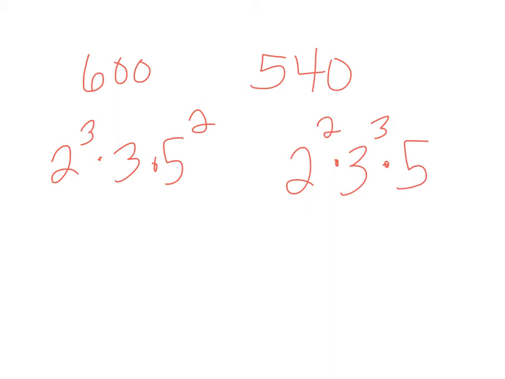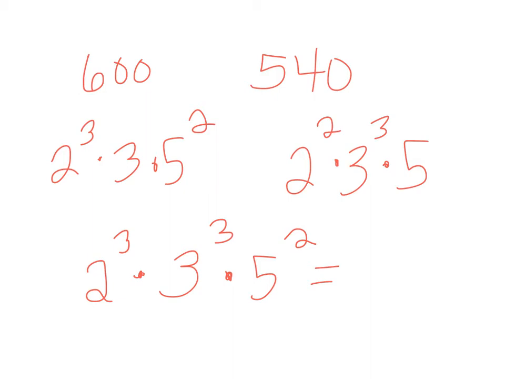Now, for the lowest common multiple, we're going to multiply together the largest powers of all primes that occur in any of the numbers. So if a factor occurs in either of the numbers, it has to be in the lowest common multiple. And if a factor is in both, we choose the one with the largest exponent. So 2 is in both, so I'm going to choose 2 to the third. 3 is in both, so I'm going to choose 3 to the third. And 5 is in both, so I'm going to choose 5 squared.